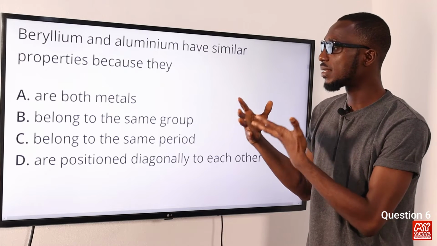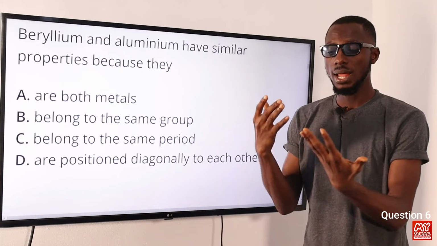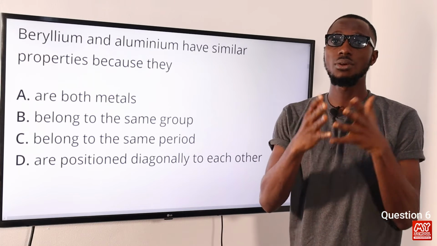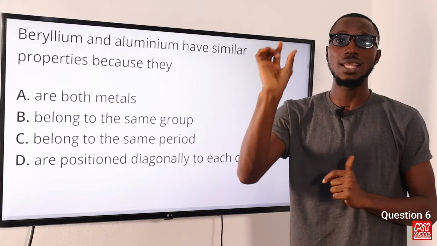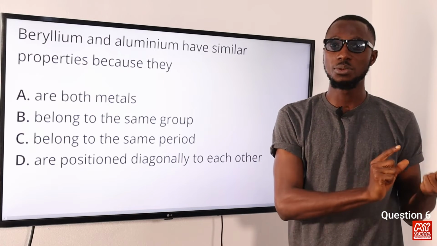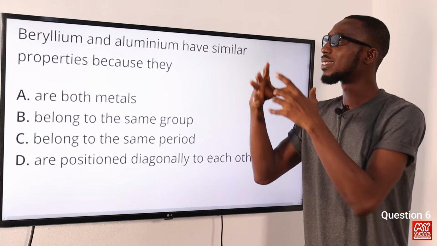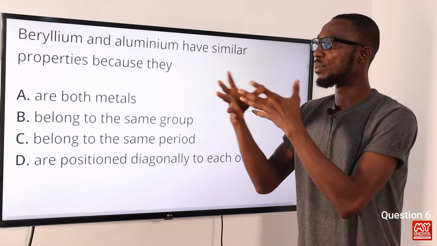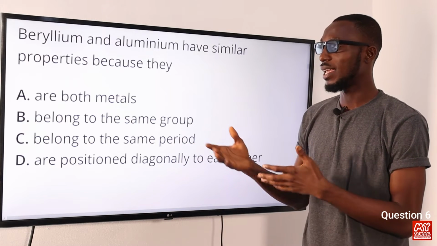Statement B says they belong to the same group. That is incorrect. We know that beryllium has atomic number 4: hydrogen, helium, lithium, beryllium. So configuration 2,2: beryllium has 2 electrons in its outermost shell. That means it belongs to group 2. Aluminium is 2,8,3. That means it has 3 electrons in its outermost shell, which tells you aluminium belongs to group 3. That marks the statement invalid.